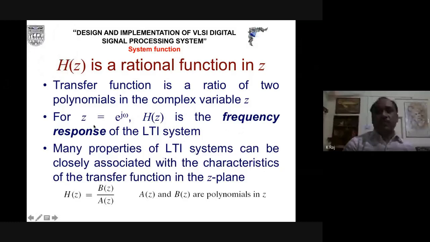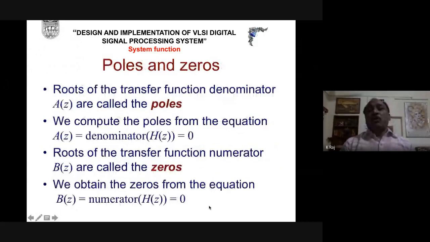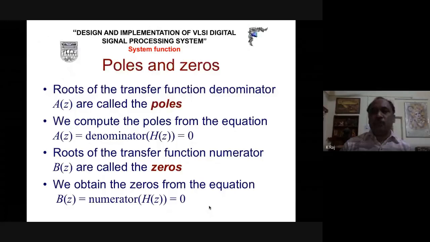That is, H(z) is a ratio of B(z) to A(z), and A(z) and B(z) are polynomials in Z. As we have discussed poles and zeros in the analog system, similarly, in order to get the poles, we consider the denominator polynomial A(z) and put it equal to zero. When we solve it to get the roots, those roots are named the poles. When the numerator polynomial B(z) is put equal to zero and we solve for the roots, those roots are named the zeros.